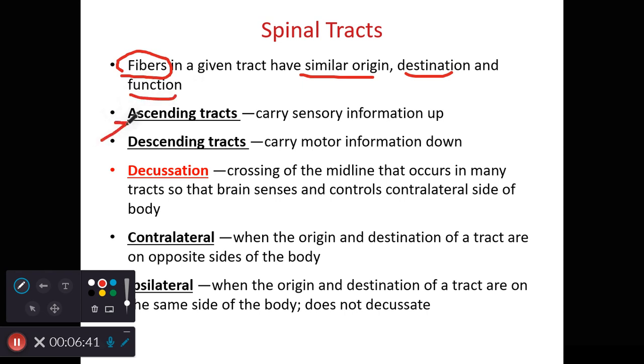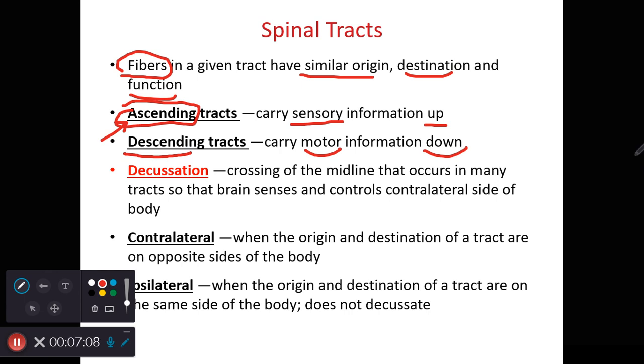As we look at ascending tracts, this term ascending refers to the fact that ascending tracts carry information up, particularly if it's going to the brain. It's going to be sensory information going to the brain. And then the brain integrates or processes that information, makes a decision, and then through the descending tracts carries motor information down.